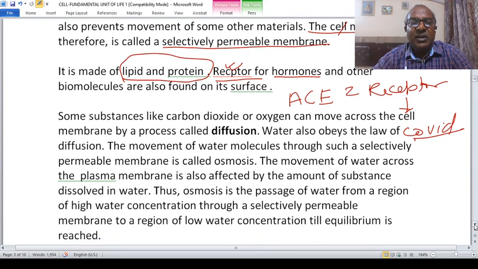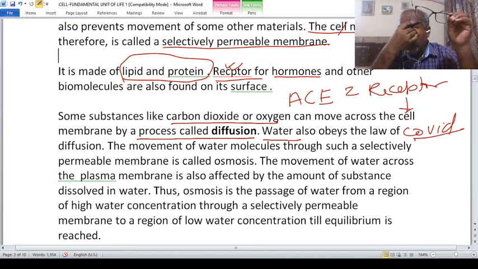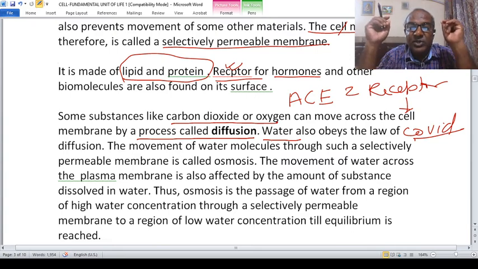So we have discussed that plasma membrane is selectively permeable. Some substances, especially the gases like CO2 and O2, can move across the plasma membrane by a simple process called diffusion. Same is the case with water. Water also follows the simple process of diffusion across the plasma membrane. Then another phenomenon is osmosis. One is simple diffusion, where water and gases move across. Another process is osmosis.